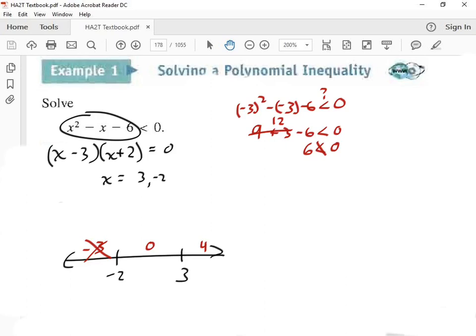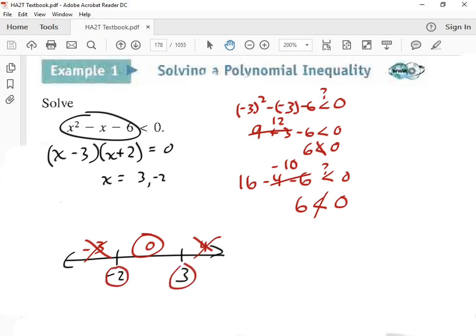Let's try the 0. I'm writing it out, but you can probably just do this in your head. What is 0 squared? 0 minus 0, 0. So we have negative 6 is less than 0. Did 0 pass our test? Yes, it passed, so I'm going to circle it. And then I have a 4. What is 4 squared? 16. I have multiple steps, and I have to subtract 4 minus 6, which is negative 10. What's 16 minus 10? 6. Is 6 less than 0? No. So this one failed. The only interval that passed was this one, so your answer is negative 2 to 3.